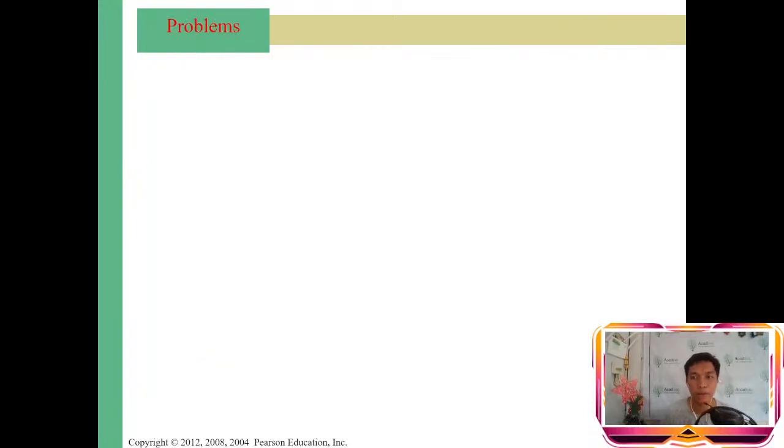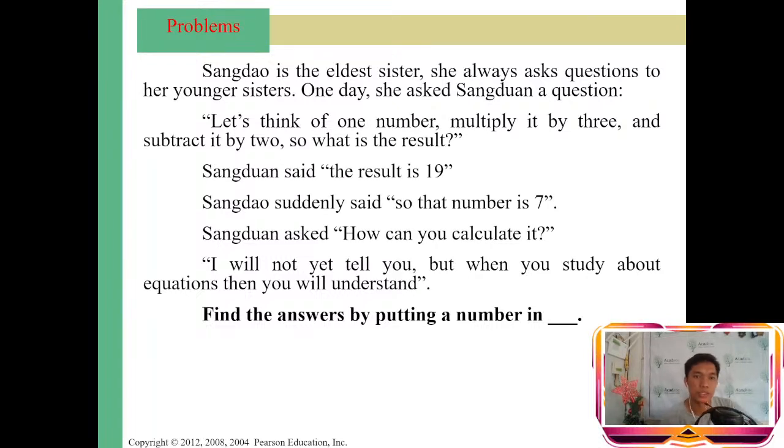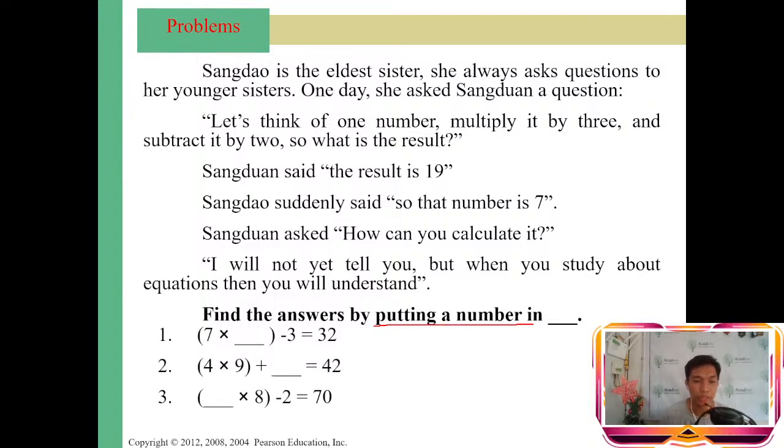Now let's have a problem here. Let's think about this problem. The result is 19, and the number is 7. Find the answers by putting a number in. What number can be equal to 32? What number goes in the blank? Okay, so we have 7.